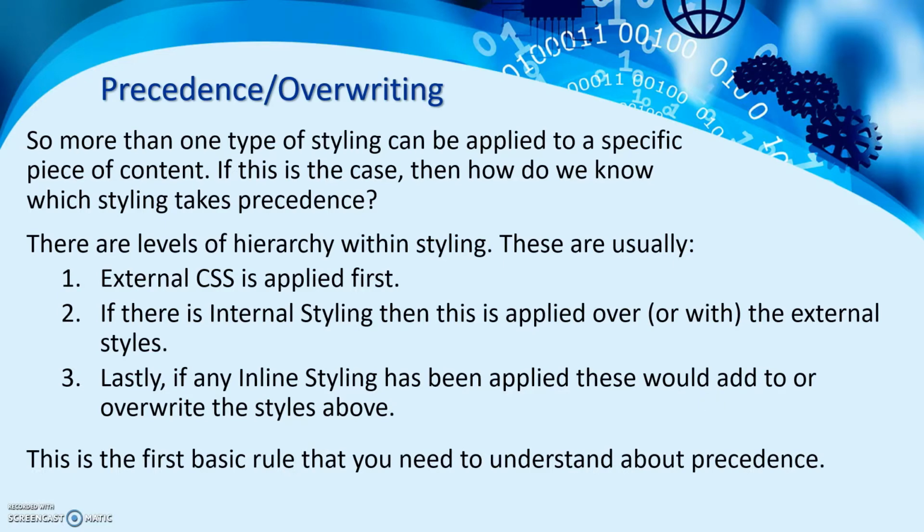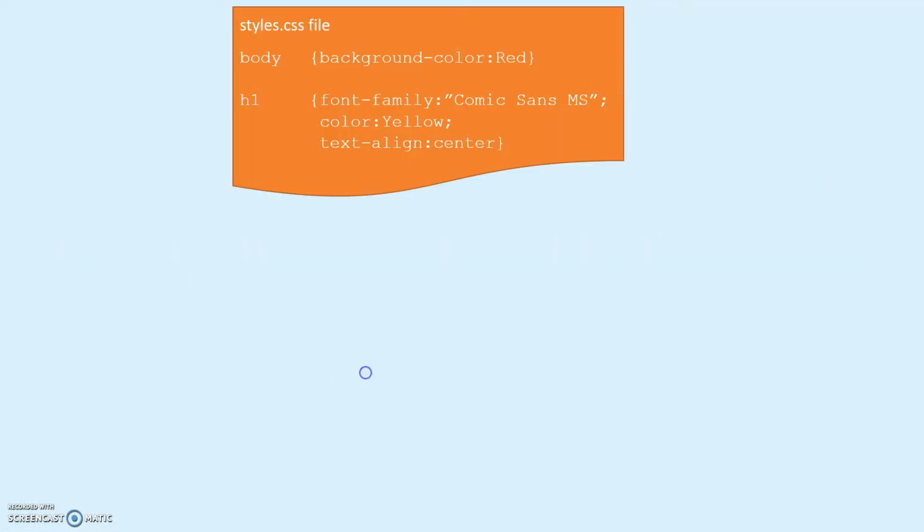Okay. Now this is the first basic rule that you need to understand about precedence. External CSS is the weakest, and that will get overwritten by internal styling in your style section. And then that in turn would get overwritten by inline styling, actually in the tag itself. Okay, so let's look at an example.